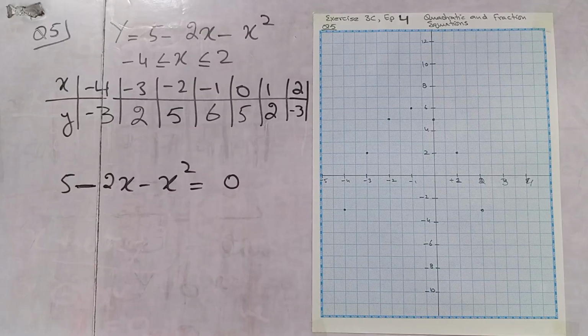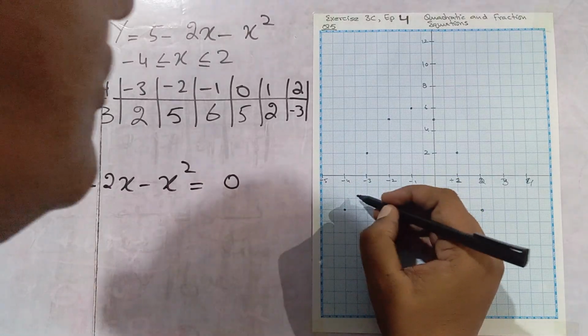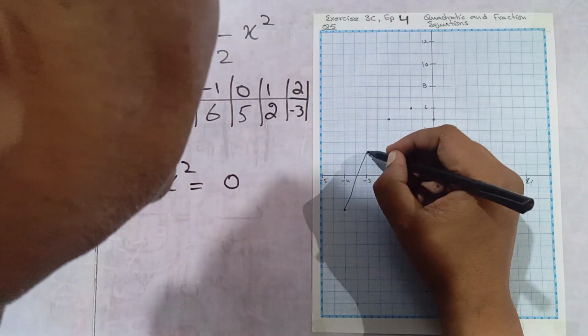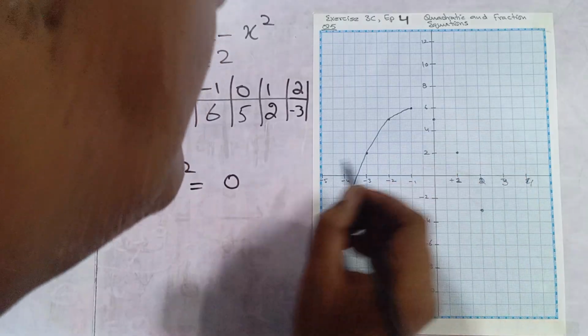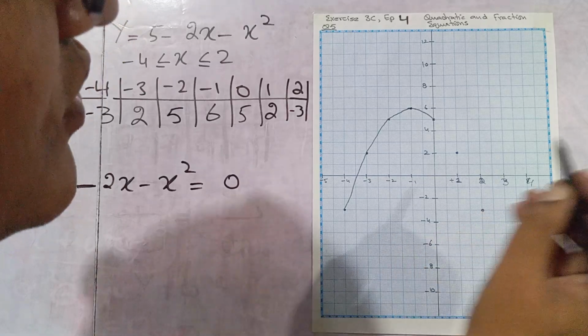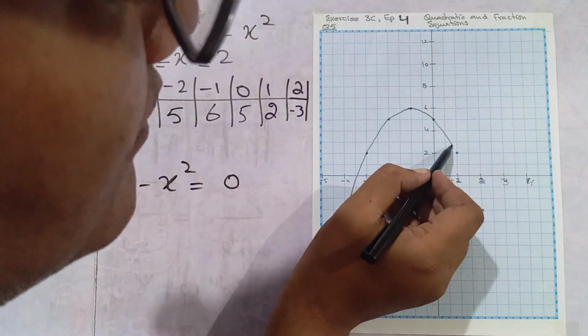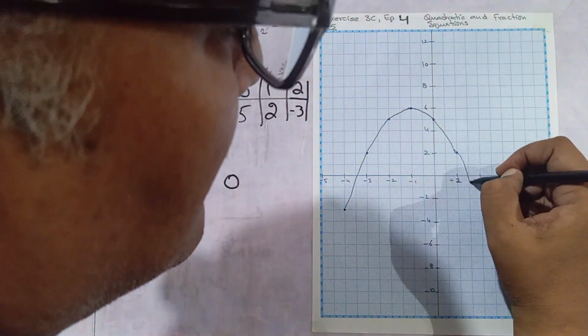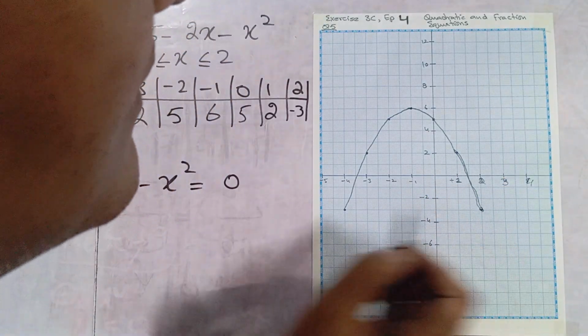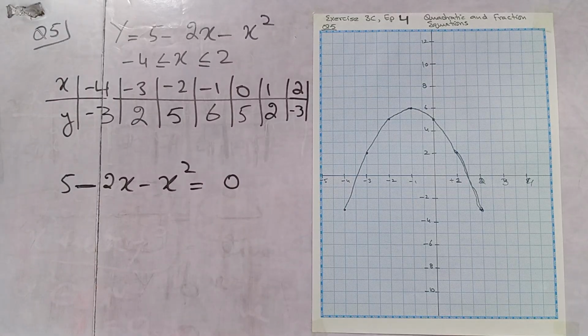When we draw an actual graph, we draw it with the help of a lead pencil. But here, because of the video, so that it's very clear, I draw it with the help of the marker. So this is how you draw this graph. This shape is called a parabola. This is the graph of this quadratic equation 5 minus 2x minus x squared.